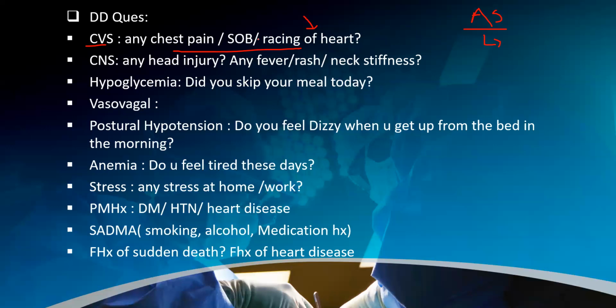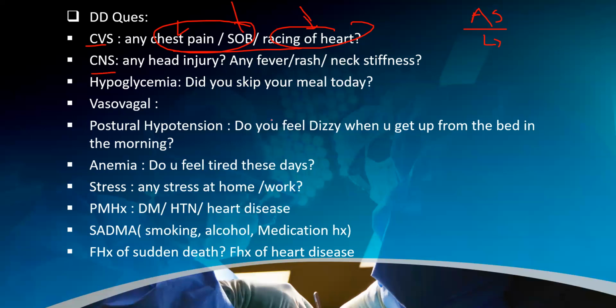With this question, you actually cover all the CVS related questions. One is your arrhythmia, so racing of the heart gets covered with that. For ischemic heart disease, the patient gets chest pain mainly and sometimes difficulty in breathing, so you are asking that also. And for valve disease, there is not much to ask, same questions. So for all the questions of CVS, you just need to ask these three questions. That's all.